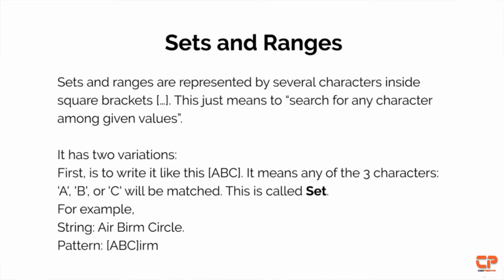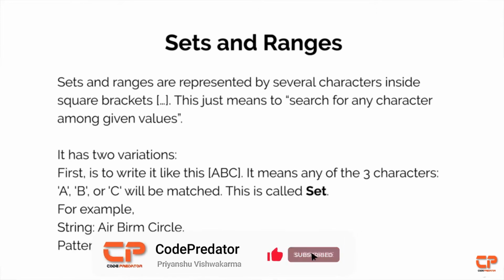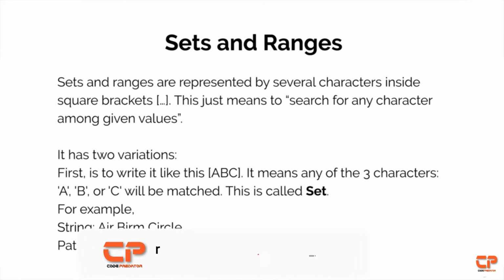One way is to write it like this, square brackets ABC. It just means any of the three characters A or B or C will be matched. This is called set. For example, air, burn, and circle. And when we write square brackets ABC followed by IRM, in this case, it tries to match all the words starting with either A or B or C followed by IRM.